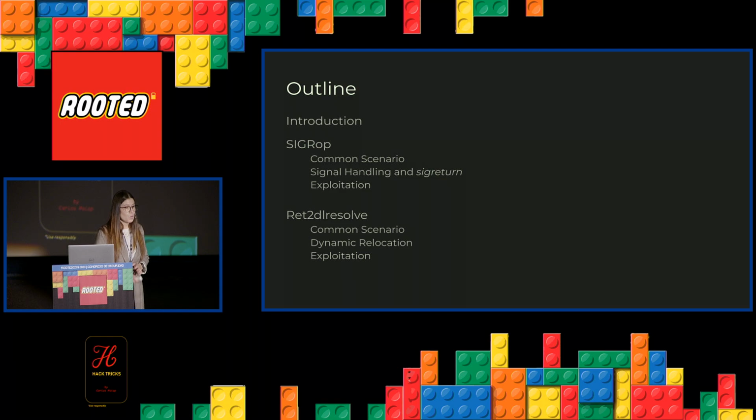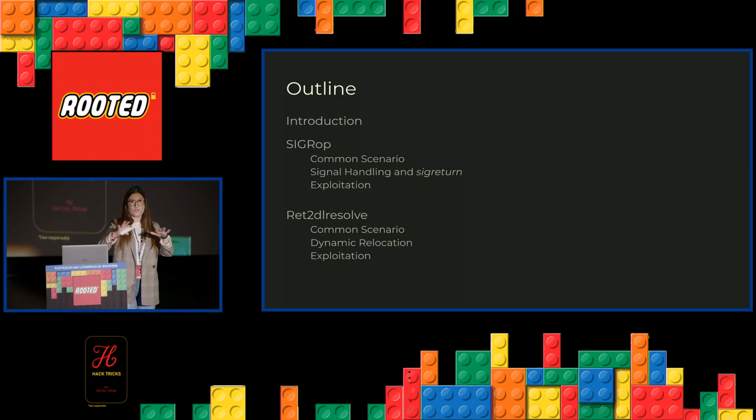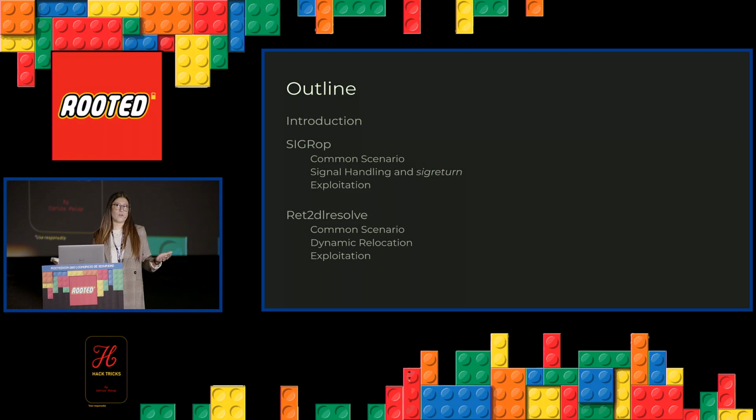Okay, what are we seeing today? This is the outline. We will start with a quick introduction about ROP technique in general, just to refresh the concepts. Then we will go directly into the two techniques, and for each of the two techniques, we will see a common scenario, so a situation where the technique can actually be useful for you. And then we will see some background knowledge needed to understand both of the two techniques, and finally see how to apply that knowledge in order to perform the exploitation part.